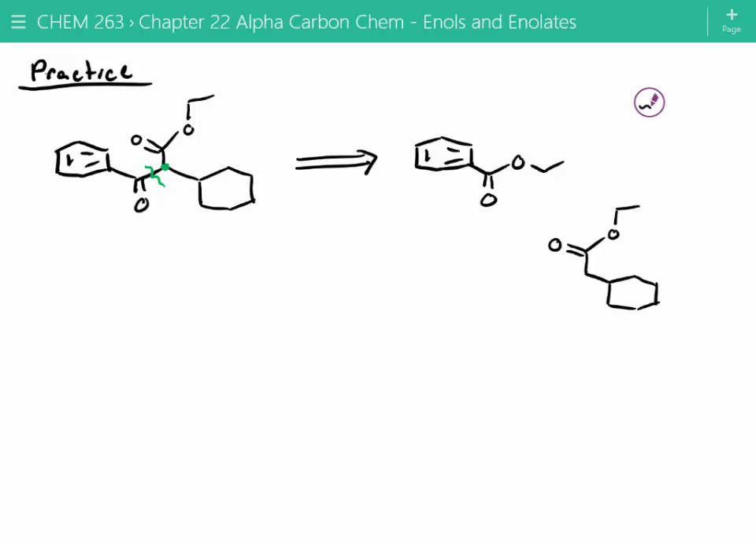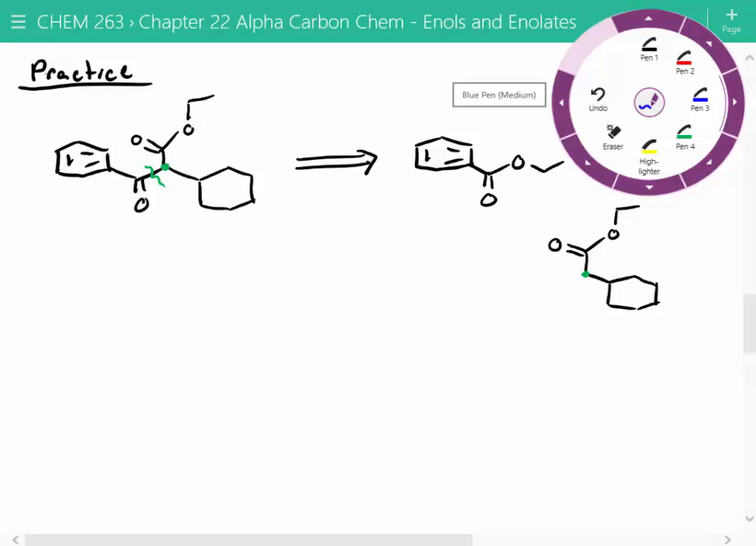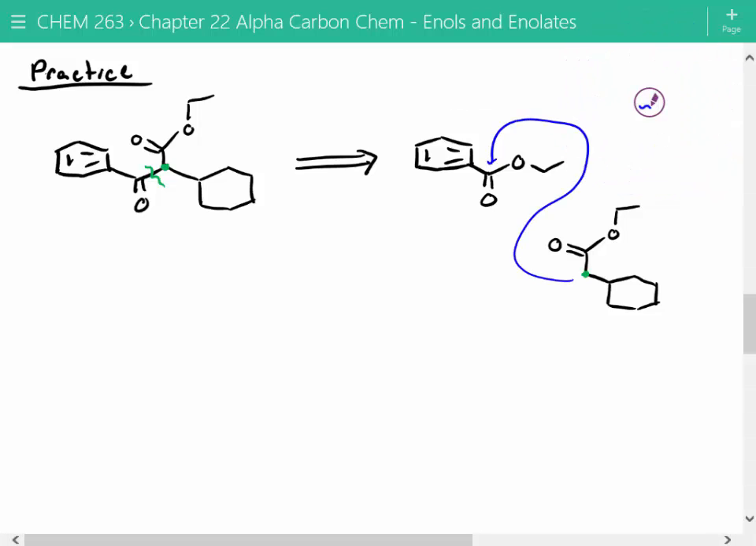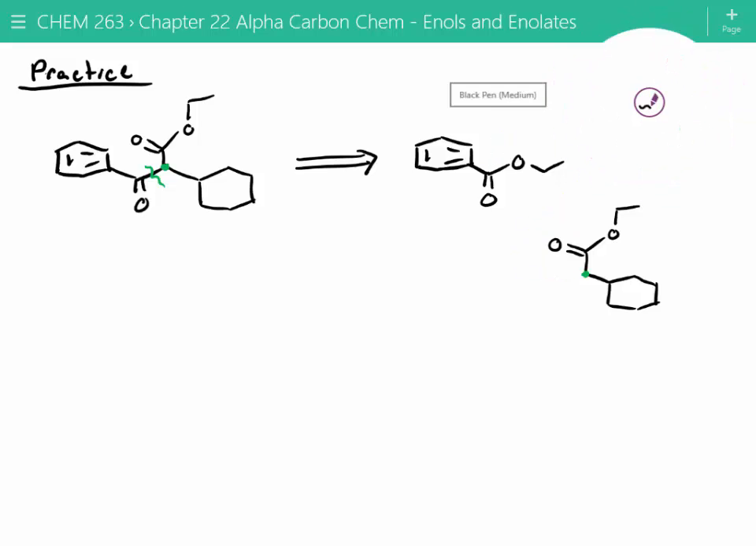And this would be our other ester, right? So in this case, this alpha position can attack our carbonyl position once it's deprotonated and kick off that ester group, right? So these would be our two esters. Now we have to ask ourselves, how would we do this in the forward reaction?